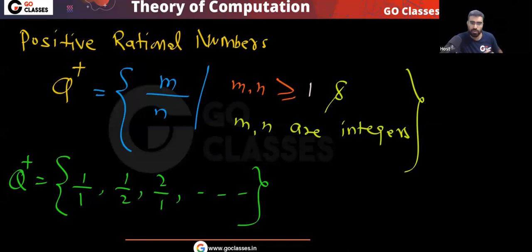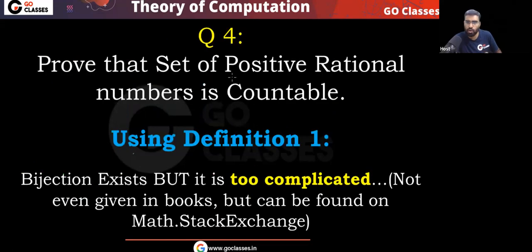Now, how do we prove that positive rational numbers are countable? I want to prove that Q plus is countable. Using definition 1, what do you need to do? I need to give a bijection. Agree with me? Using definition 1, I need to give a bijection. But let me tell you, the bijection is too complicated. On the internet, you can find it.